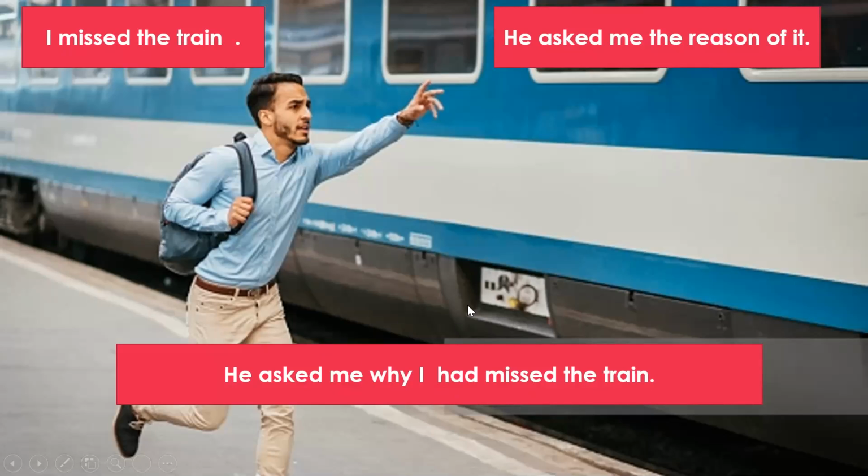So this is simple. Even if you don't remember the clauses, you can easily combine two sentences together if you know that you have to use either a question word, a subordinating conjunction, or a relative adverb. So this is how you will do it. He asked me why I had missed the train. The reason becomes why here.